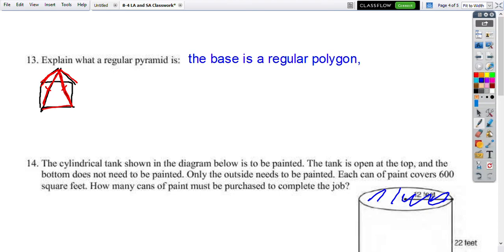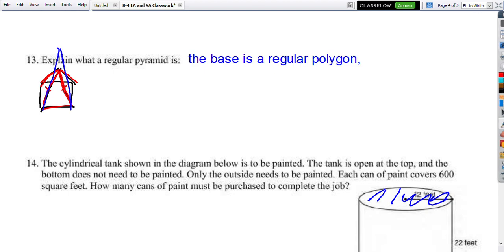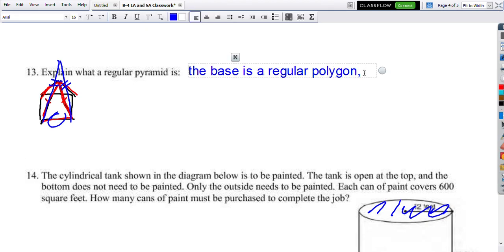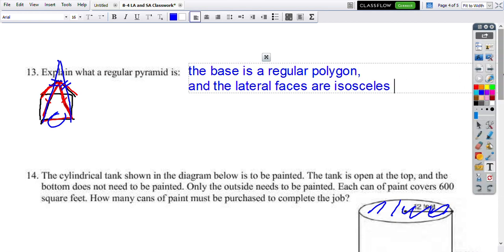I can actually put the height here, and now I'm going to have a side length that looks like this. And these two sides are definitely not the same as that base. So it's a regular polygon base, okay? We're just going to phrase this with, and the lateral faces, that's the triangles on the side, are isosceles triangles. And that's the definition of a regular pyramid.